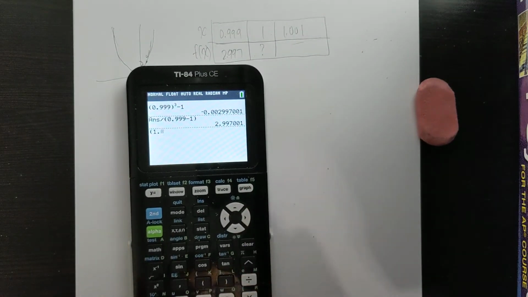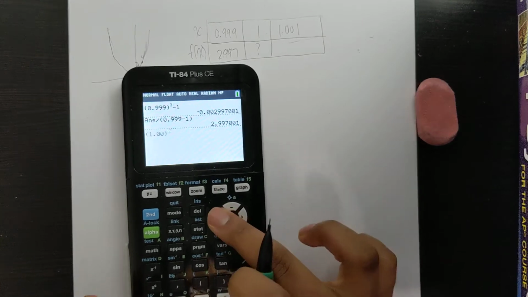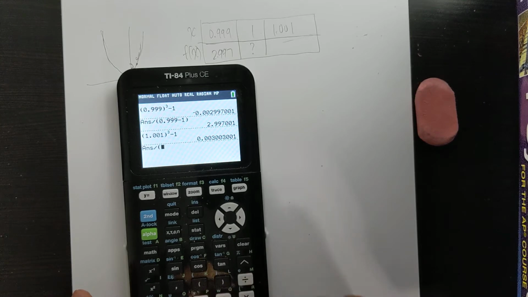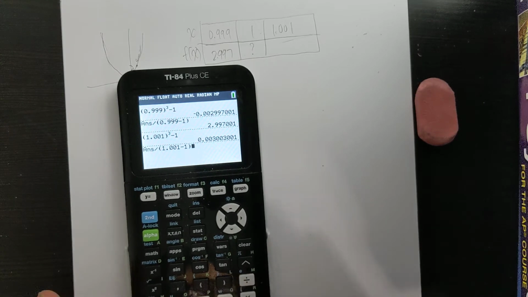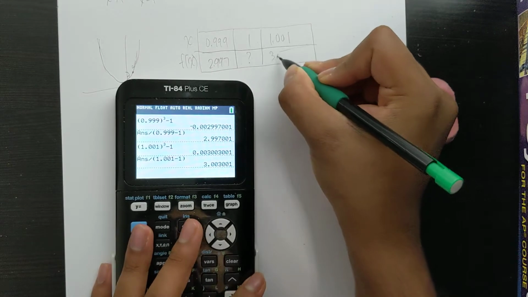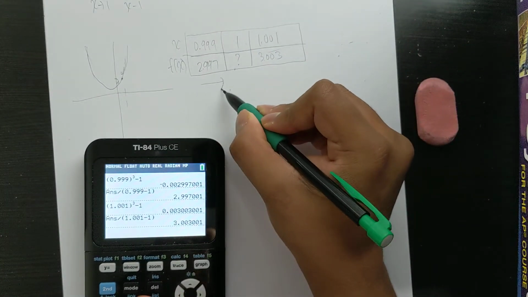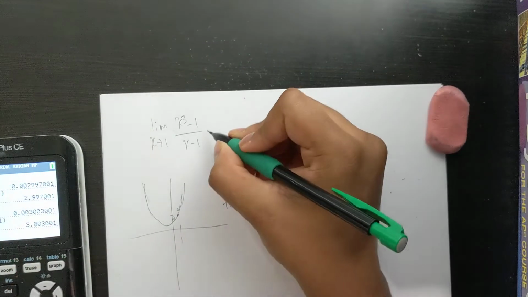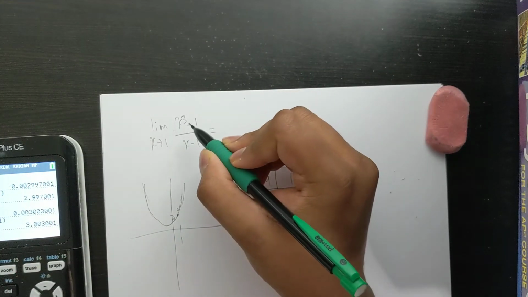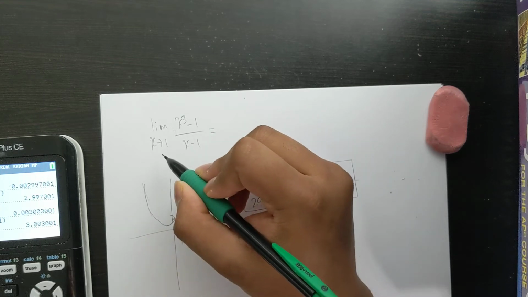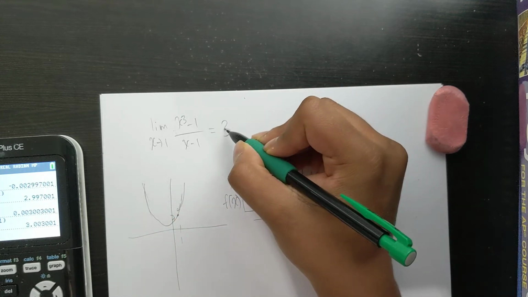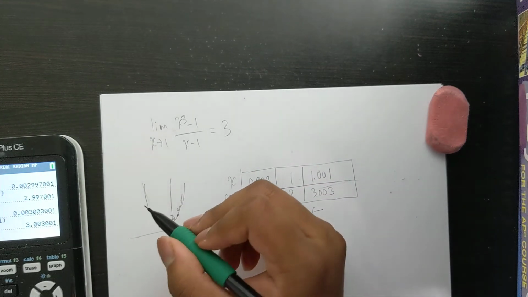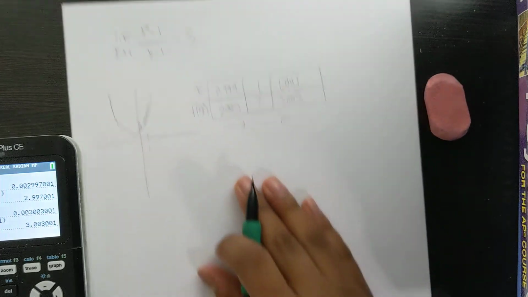So I'll just type this in, 1.001 cubed minus 1 over 1.001 minus 1. Now we get 3.003. Do you see that? Now, if the left side approaches 3 and the right side approaches 3, we can confidently say that the limit of x cubed minus 1 over x minus 1 as x approaches 1 is 3. So the limit is 3 because the limit from the left side and the limit from the right side are the same. Now let's do another example.